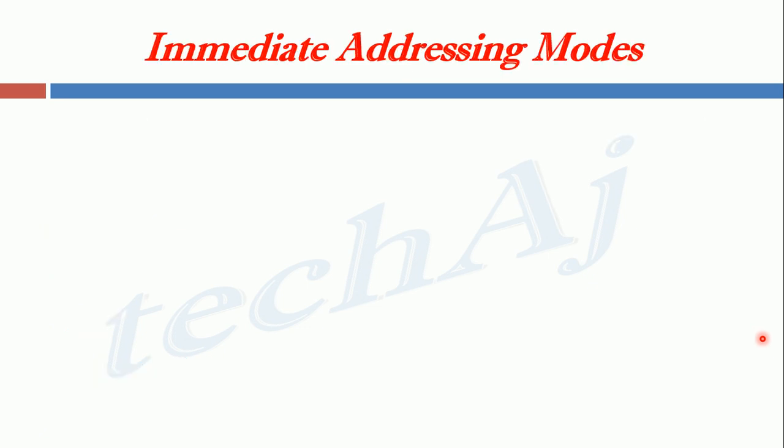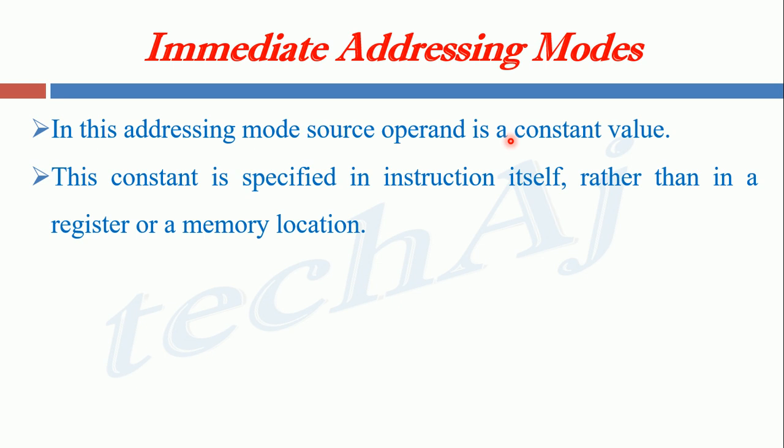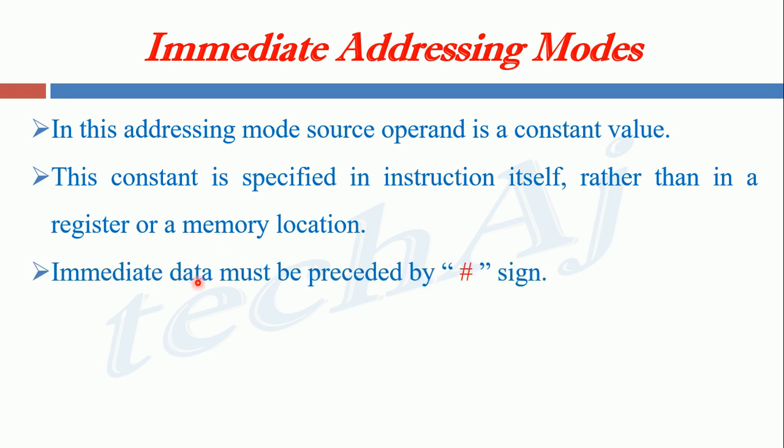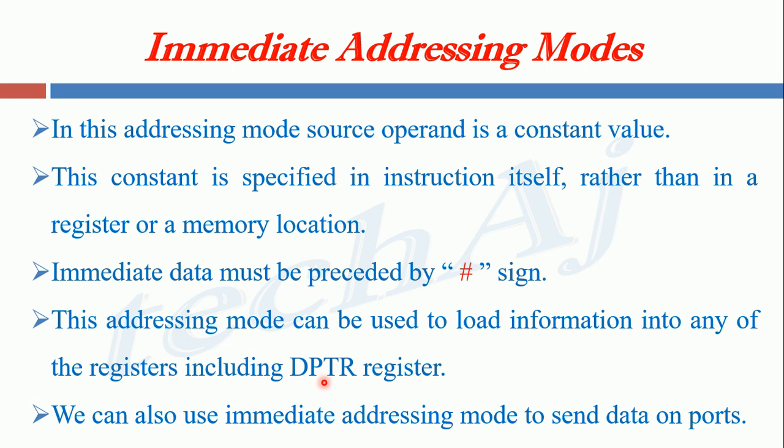First addressing mode is immediate addressing mode. In this addressing mode, the source operand is a constant value. This constant is specified in the instruction itself rather than in the register or any memory location. Immediate data must be preceded by the hash symbol. This addressing mode can be used to load the information into any of the registers, including the DPTR register. This mode is also used to send the data on the ports.